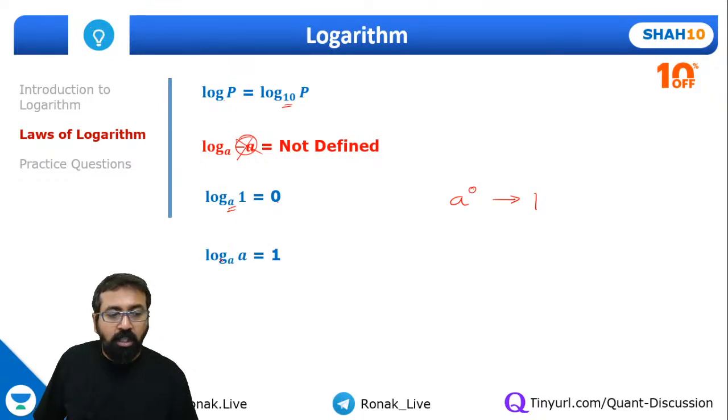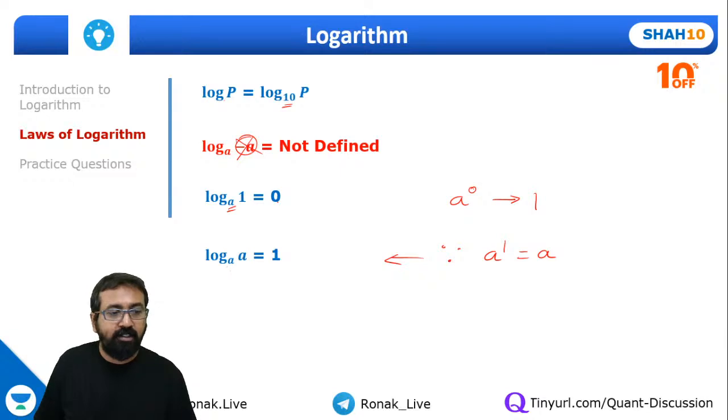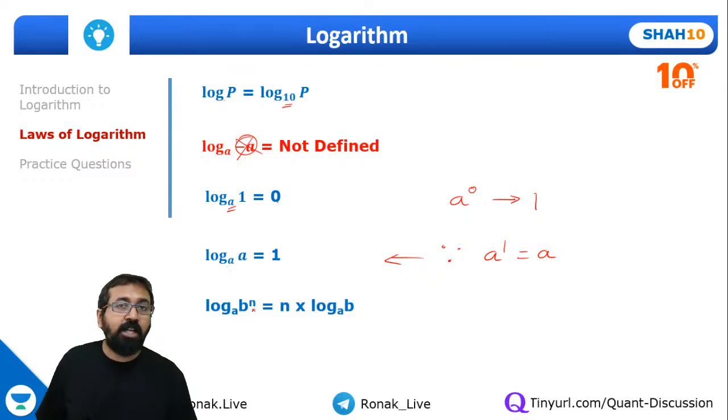Then the fourth rule, log of a with base a is 1, because a raised to 1 is equal to a. So that's how this rule came. Log of a with base a, it's 1. Guys, are you all clear with this point? Okay. The next rule is this one, and this is something that you will have to remember.